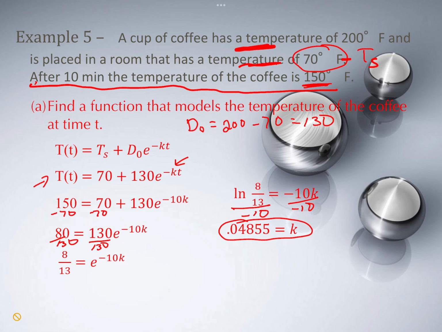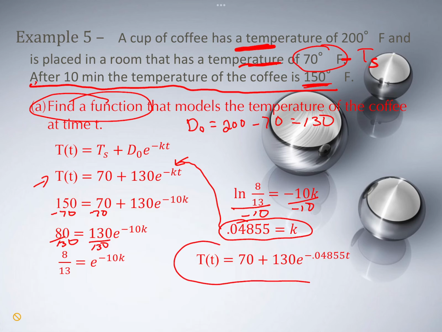We then have to plug that k back in up here to our original, because our first task said to find a function. So our actual function now is this: T of t equals 70 plus 130 e to the negative 0.04855t. That's our answer for A.